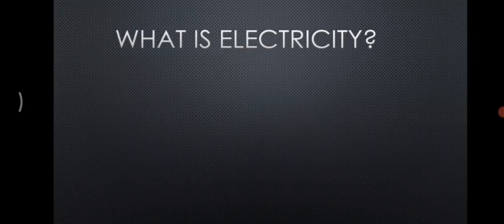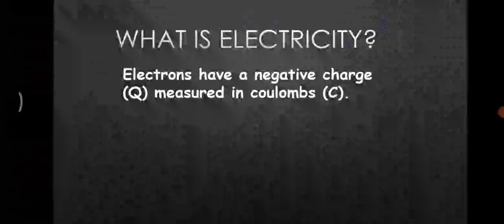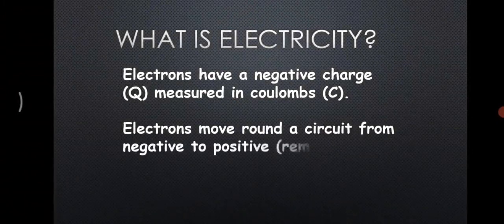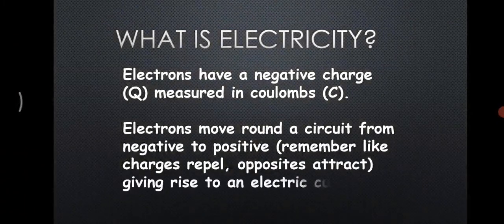Okay, so let us again conclude. What is electricity? Electrons have a negative charge measured in coulombs. Electrons move around a circuit from negative to positive. Why negative to positive? Because unlike poles attract. Positive to positive they will not move, so they always move towards the opposite charge, and this gives rise to electric current. When these electrons move, that is an electric current.